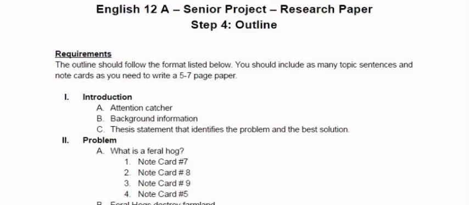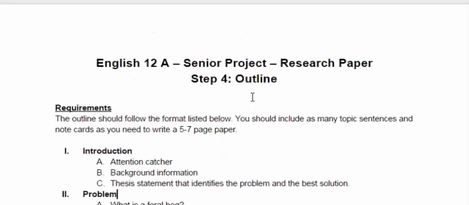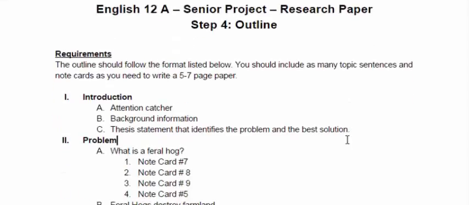But first, obviously start with a thesis. The whole idea behind a thesis is you want to, 1, tell the reader what they're going to read, but 2, and this is the most important, you want to simply and clearly outline what your paper is going to be about. Now, since we've already done what's a feral hog, and feral hogs destroy farmland, and feral hogs destroy other animals' habitats, and feral hogs are starting to attack people, we can do that pretty easy. So, here's what you do. Feral hogs are a problem because. Why?